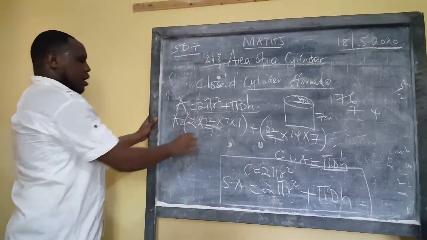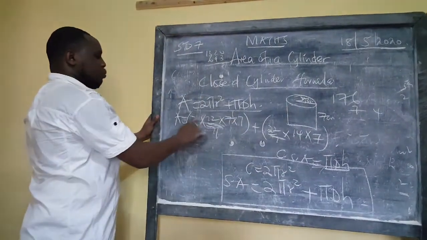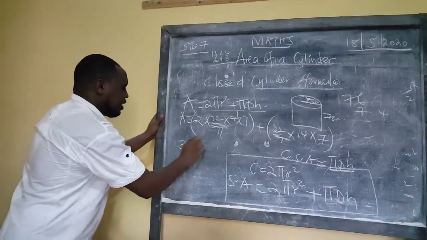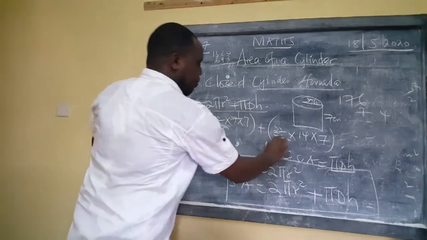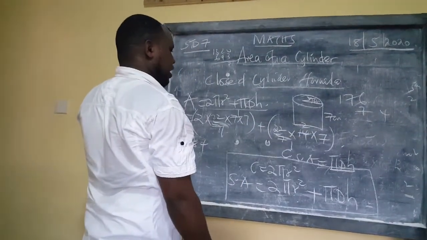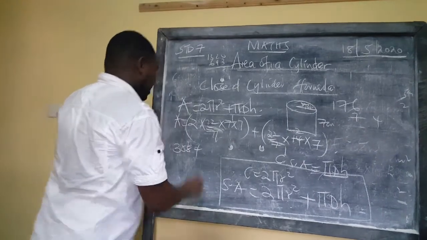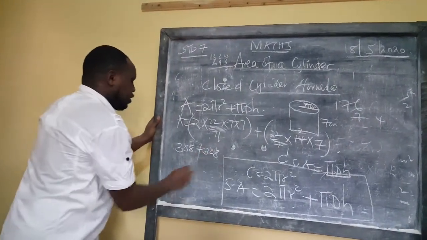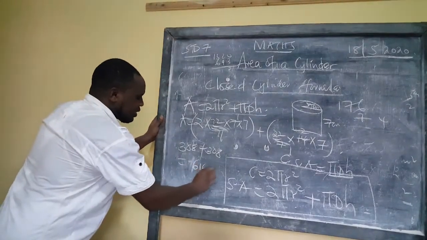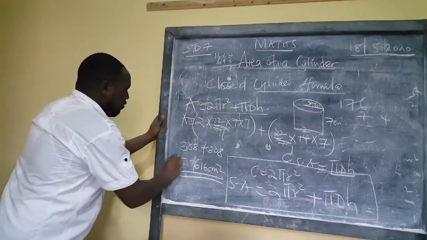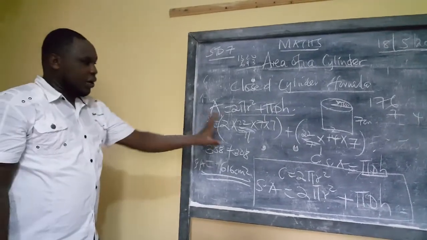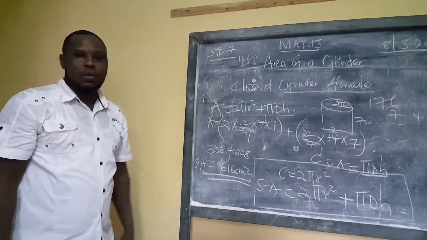Add those. 7 1s are 7, 1 by 7, this is going to be 44. 44 times 7 is 308, plus 7 1s are 7, 2 times 7, 44 times 7 again is 308, plus 308. So this is going to give you 616 centimeters squared. The total surface area is going to be that. So when you're using the formula, that is exactly what you do.